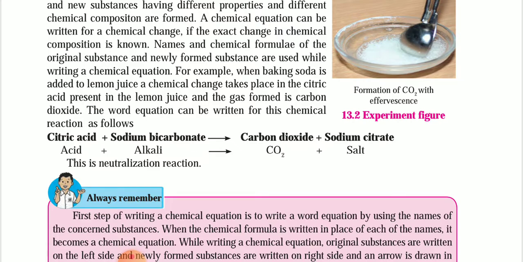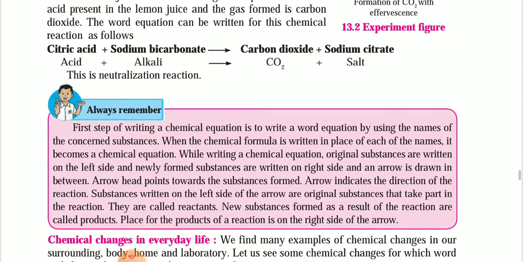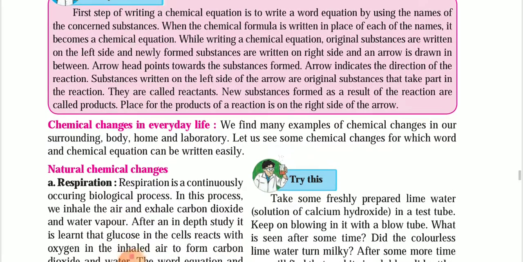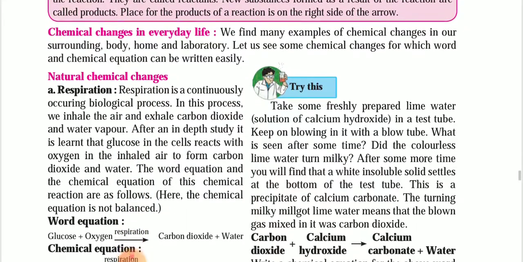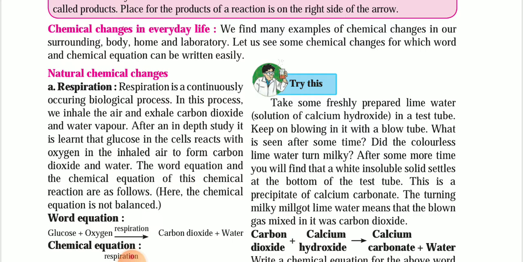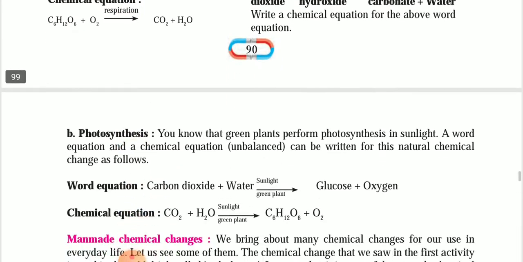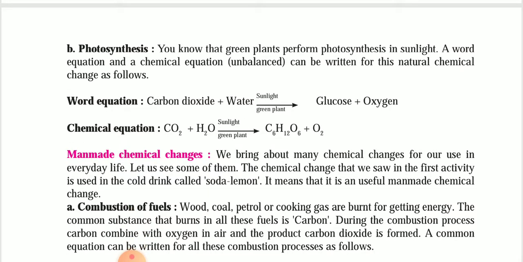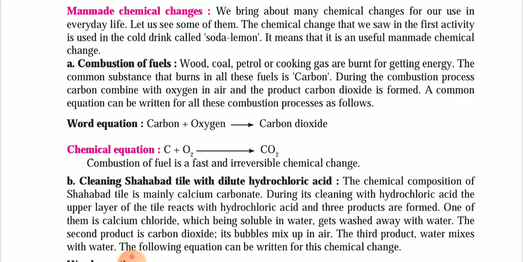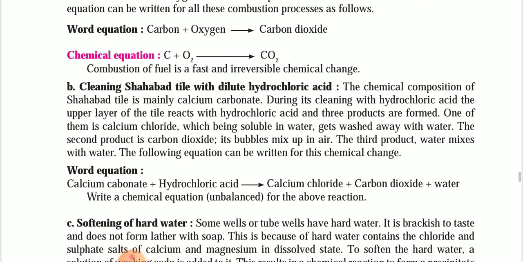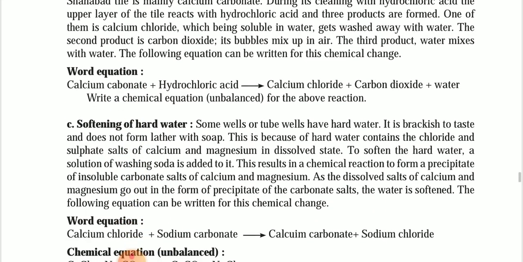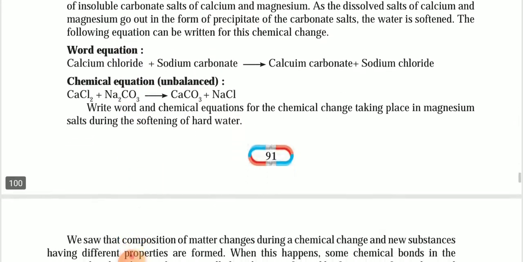Citric acid plus sodium bicarbonate gives carbon dioxide and sodium citrate. Chemical changes in our everyday life, natural chemical change: respiration, photosynthesis, combustion of fuel, cleaning Shahabad tiles with dilute hydrochloric acid, softening of hard water.